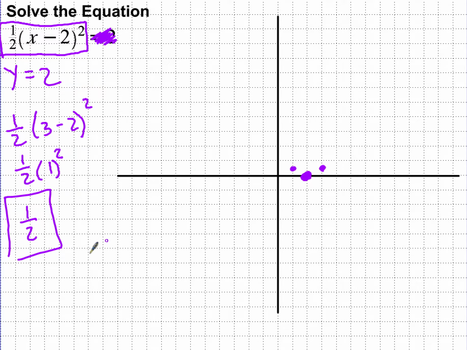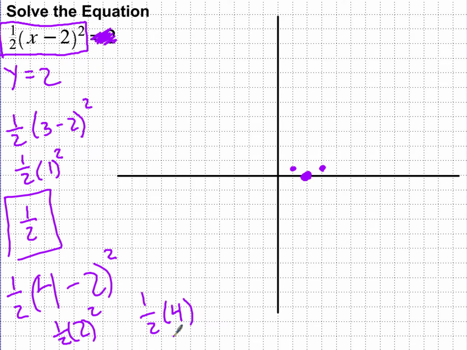Let's go ahead and plug in 4. So if I have 4 minus 2 squared times 1/2, that's going to give me 2 squared times 1/2, which is going to give me 1/2 times 4, which is going to give me 2. So when x is 4, y is 2. I'll go ahead and stop there, and then there's my parabola. So it's a little bit fatter.